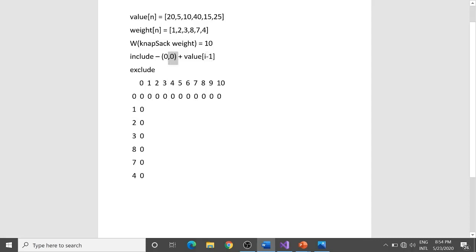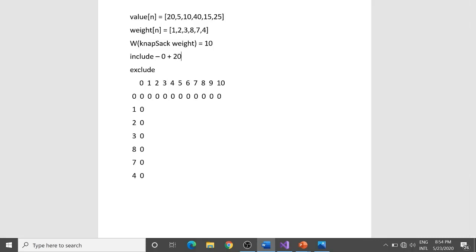So where can I find this subproblem 0 0? I can find this subproblem 0 0 over here. The answer to that is 0. And what is the value of I minus 1? The I over here is 1. This is my first row, and value of 0 is 20. So the value of I minus 1 is 20.